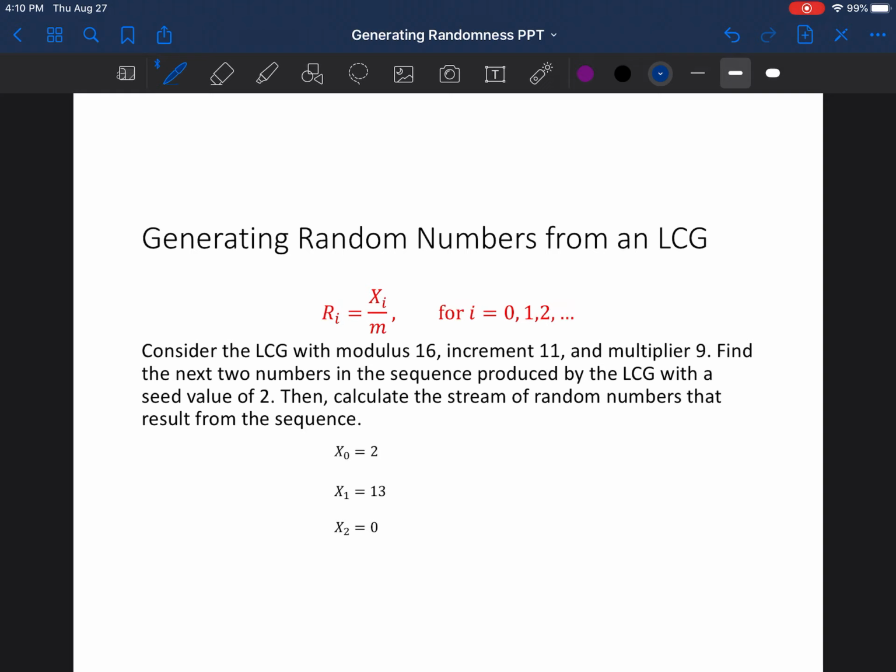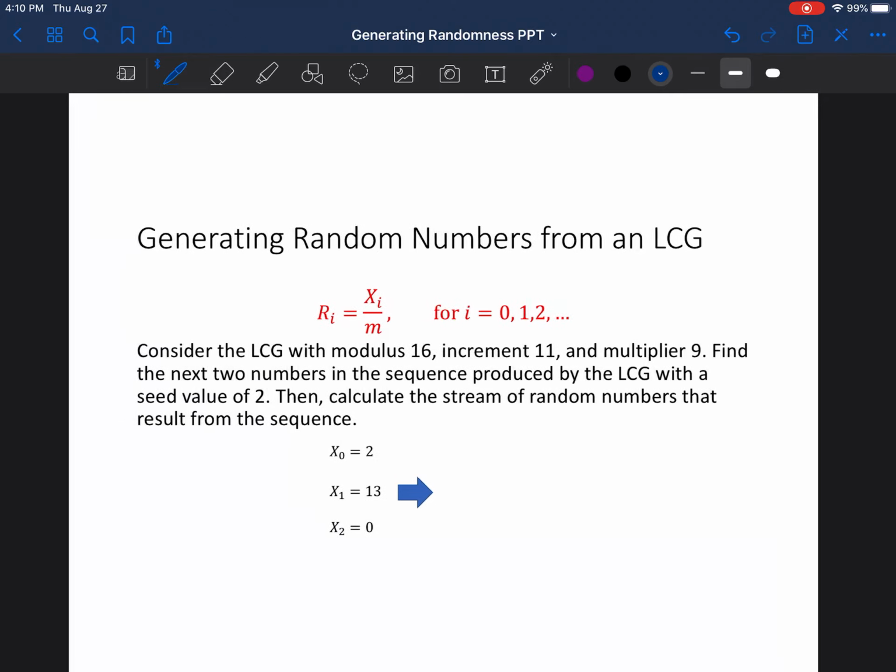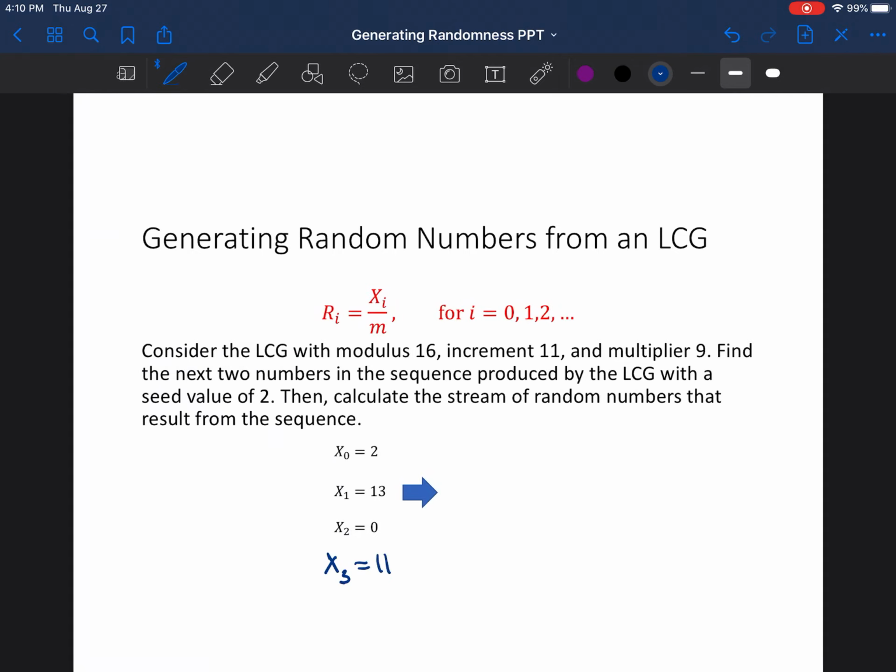So consider the LCG with modulus 16, increment 11, multiplier 9. Remember, we calculated the first three numbers. They were 2, 13, and 0. And indeed, x3 was equal to 11. And then if we want to turn them into random numbers, well, what would we get? We're going to divide each of these by 16. Right? So the random number R0 here is 2 sixteenths, R1 is 13 sixteenths. And for x3, which was equal to 11, the random number R3 was equal to 11 sixteenths.